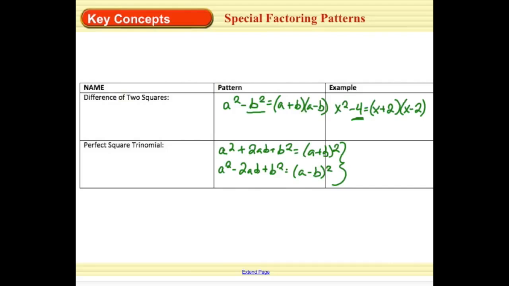So an example would be x squared plus 6x plus 9. 9 is a perfect square, so I can rewrite that as x plus 3 squared, right? And if you FOILed that out, you would get x squared plus 6x plus 9. Another example, x squared minus 4x plus 4 is the same as x minus 4 squared. Sorry, x minus 2 squared, because 2 is the square root of 4.